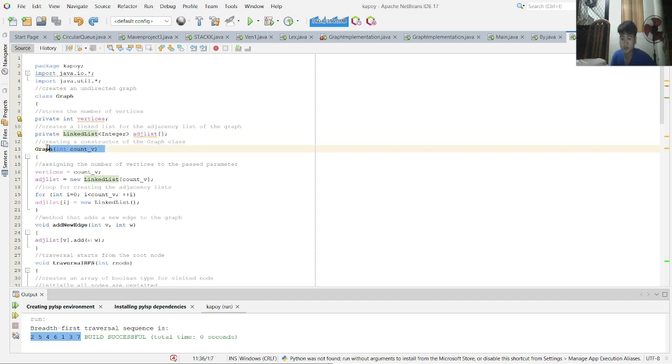Then Graph(int v) is our constructor that initializes the graph with the given number of vertices, which is this count v. It initializes the adjacency list array and creates a linked list for each vertex.